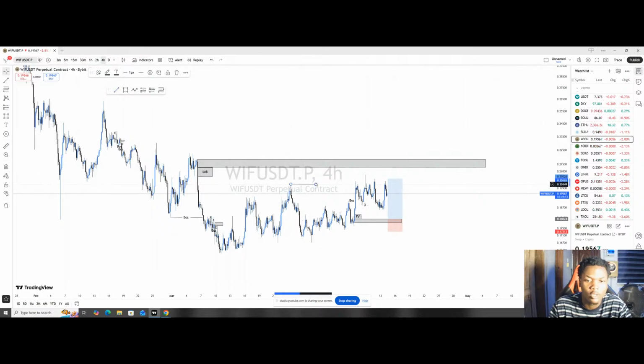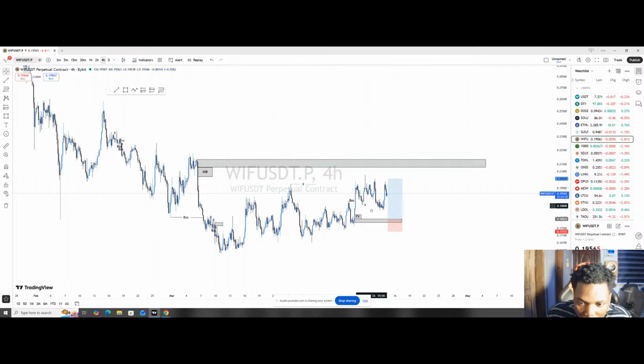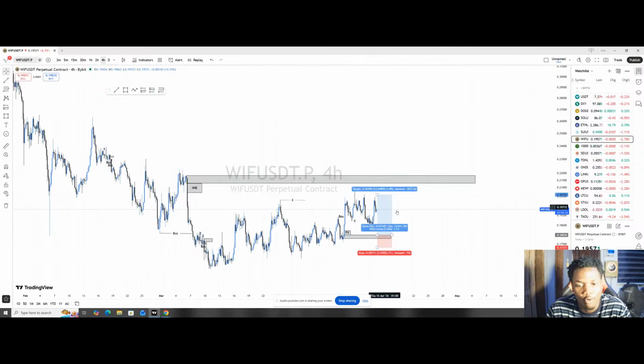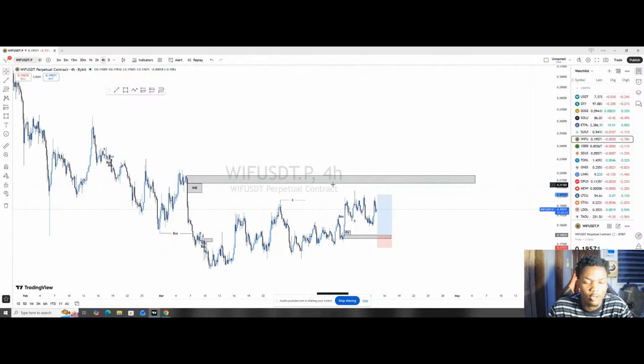But looking at the chart, price has actually swept this week right here. It has swept this liquidity. So there's high chance market is going to react from here before going back down and sweep this liquidity right here. So market has swept this already, not tapping our order block. So market is reacting from this imbalance.